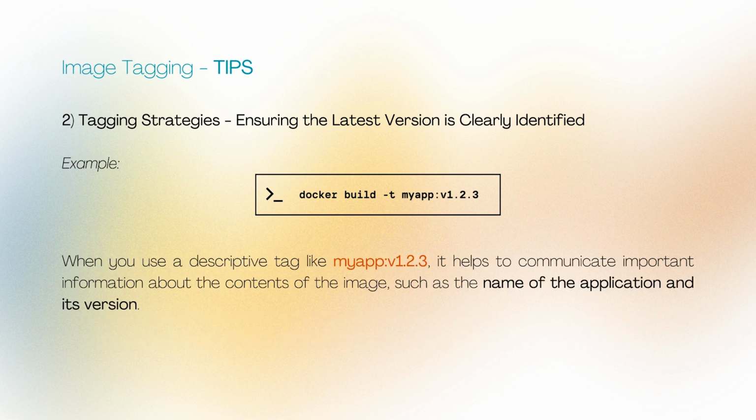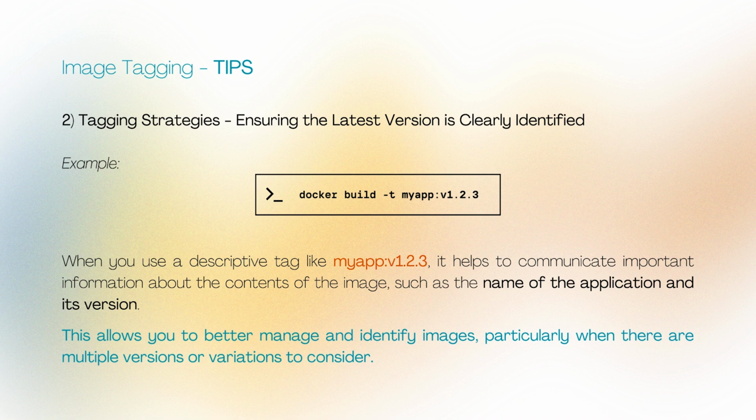When you use a descriptive tag like my app version 1.2.3, it really helps to communicate the important information about the contents of the image, such as the name of the application and its version. This allows you to better manage and identify images, especially when additional complexity is added later on, and where there are multiple versions or variations to deal with and consider.